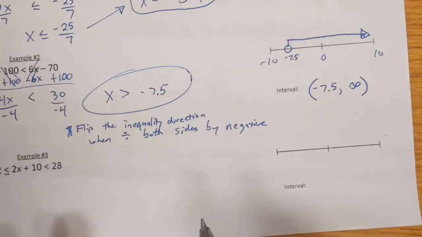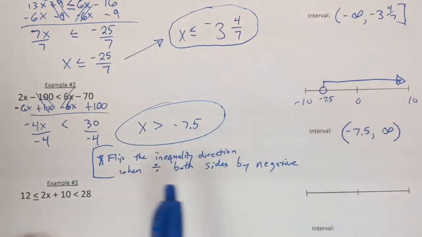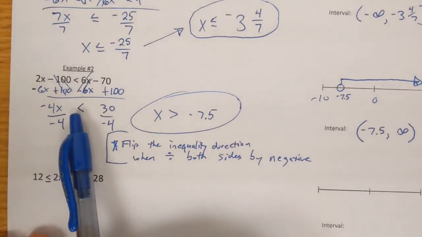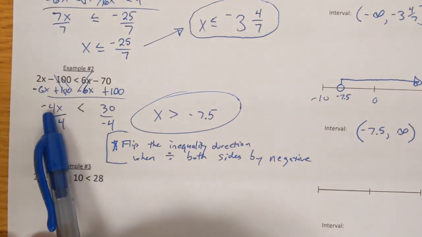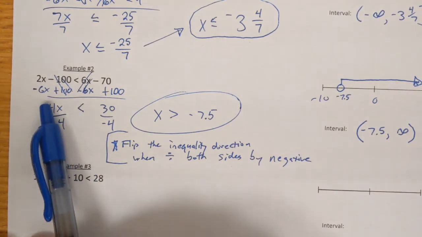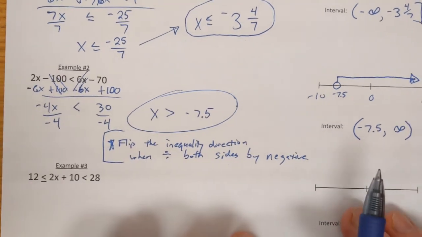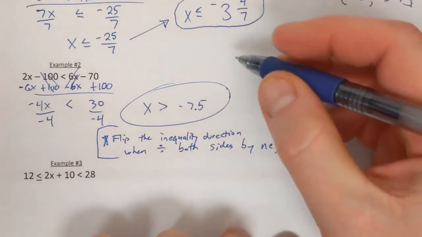Okay, so remember this rule. We always flip the inequality direction when you're dividing both sides by a negative. This was originally a less than sign, but because we were dividing by -4, we had to flip the inequality. Oh, and I'll show you this real quick on example number 2 as well.